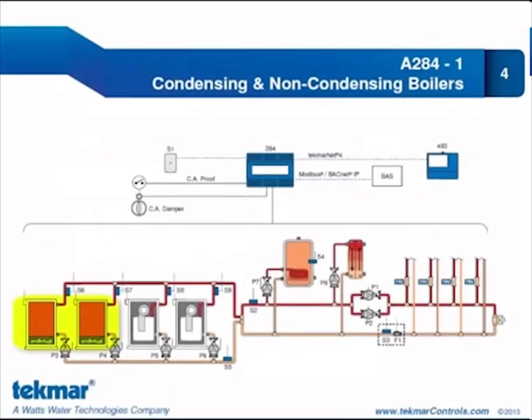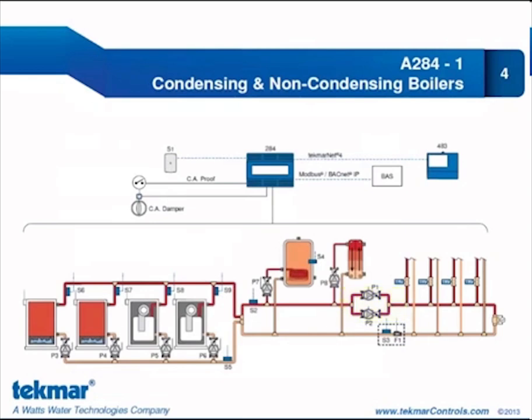In this first application, we have 2 single-stage non-condensing boilers and 2 modulating condensing boilers that are being operated to provide heat for indirect domestic hot water, a set point load, and space heating zones that are equipped with TRVs. You'll also notice dual primary pumps. Now, these pumps can be sequenced for standby operation. We can't do a 2-stage operation, but we can do standby.